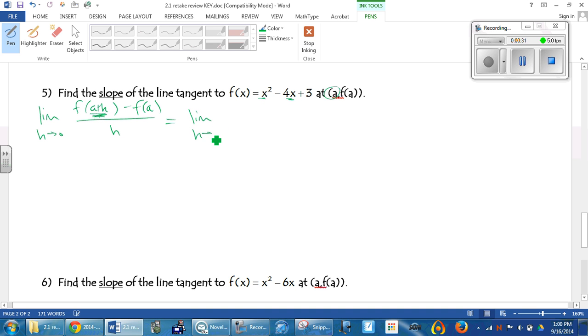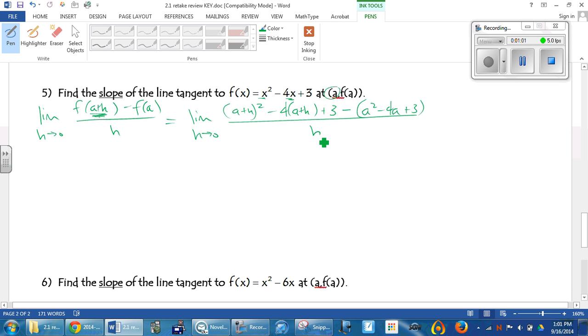So we have limit as h approaches 0 of a plus h squared minus 4 times a plus h plus 3. So that's our f of a plus h part. Then we have to subtract f of a. That just means we're putting a in the place of x wherever we see it. Now we want to make sure that we put parentheses around this so that we're subtracting the whole function after we put a in there. So we have a squared minus 4a plus 3 all over h.